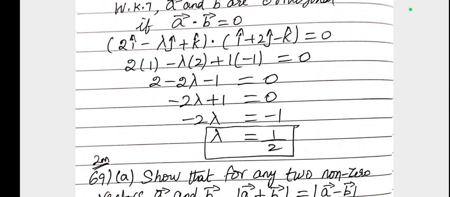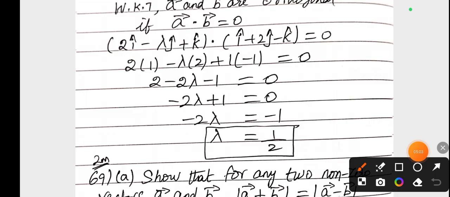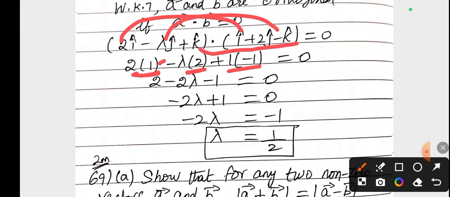You will get 0. Find the dot product of each. 2 into 1, minus lambda into 2. The j cap coefficient: 2 into 1, minus lambda into 2. The k cap coefficient: 1 into minus 1. 2 ones are 2, minus lambda into 2 is minus 2 lambda, 1 into minus 1 is minus 1.